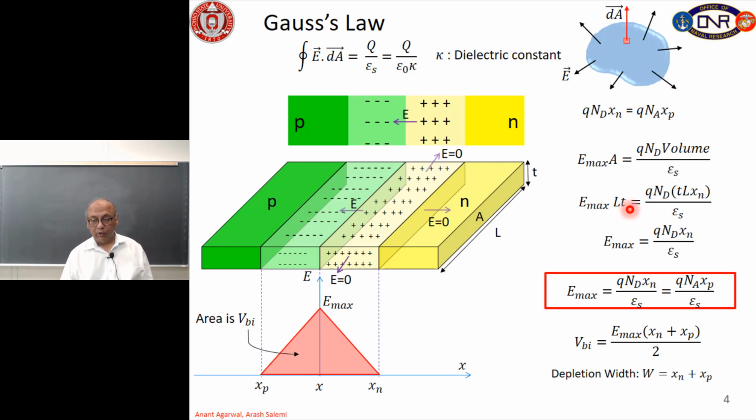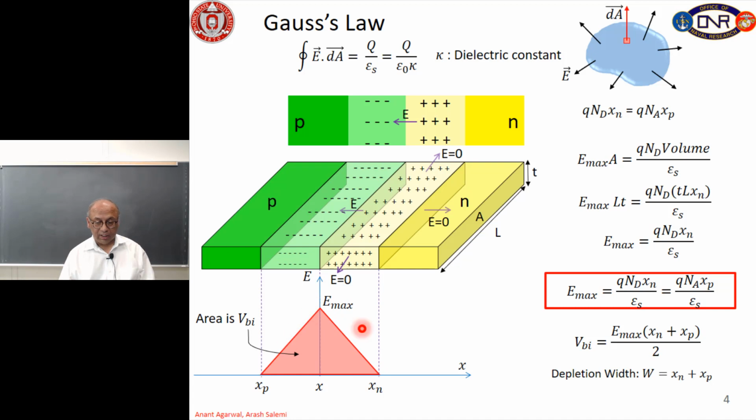And if you put in the dimensions, the values for area and volume, basically you can show that the maximum electric field is equal to Q times the doping of the n side times the depletion width on the n side, x n, divided by the permittivity of that semiconductor. So, that is the maximum field, and as we go towards this edge, the field goes to 0.